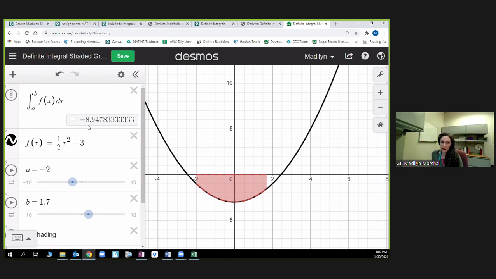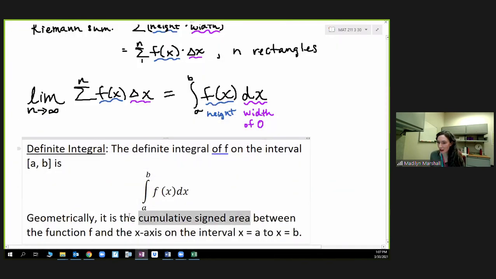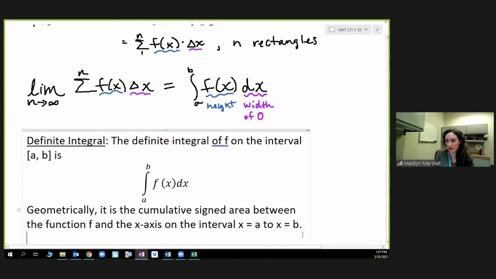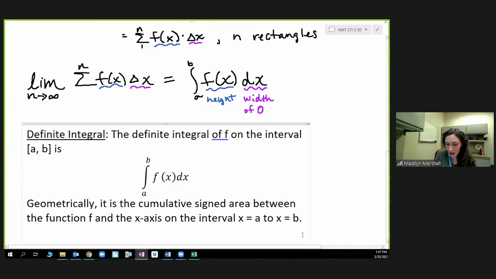So in that definition of the definite integral, when it says the definite integral is the cumulative signed area, the signed part means that above the x-axis, let me put this in parentheses.